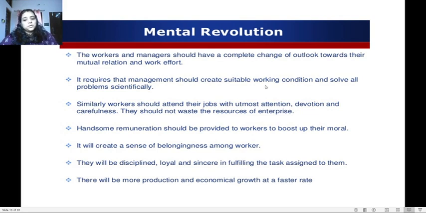They will be disciplined, loyal, sincere in fulfilling the task assigned to them. They will be more loyal, they will be more effective in doing the particular work. There will be more production and economical growth at a faster rate.